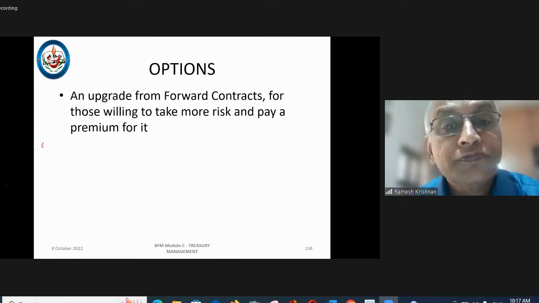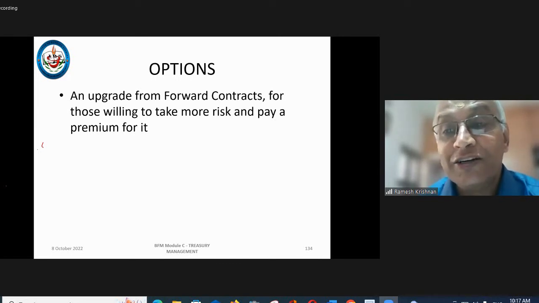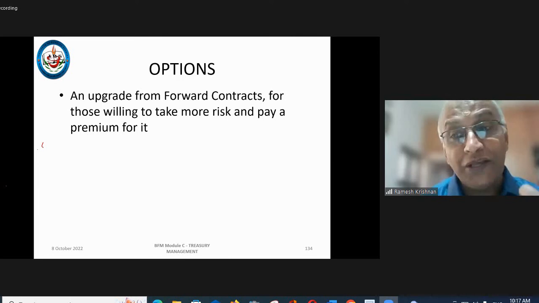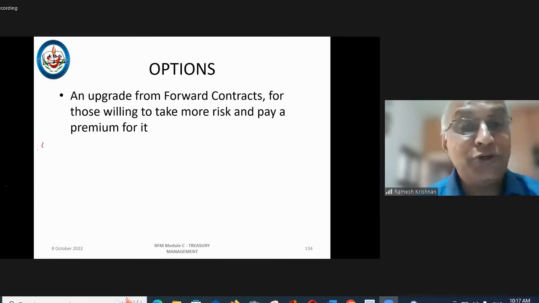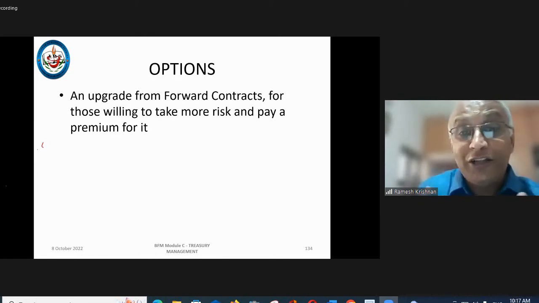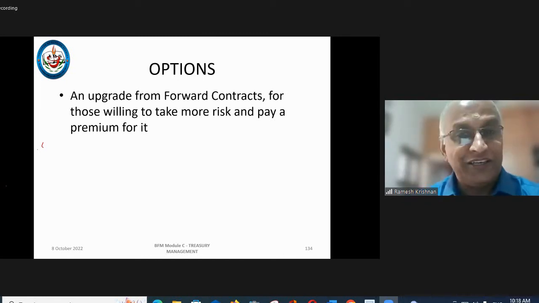Okay. Now, from forwards, we move to options. Earlier I said the customer is unhappy when 82.50 is the contracted rate for the forward exchange contract, whereas on December 24th, the market is at 90. So the customer says, if it is 90, you should buy it from me at 90, or you should give me the right to sell the dollar to you at 90. And if it is 79, you should take it from me at 82.50. So that is called the win-win. Anything less than 82.50, you should give me 82.50. Anything more than 82.50, you should give the market rate.